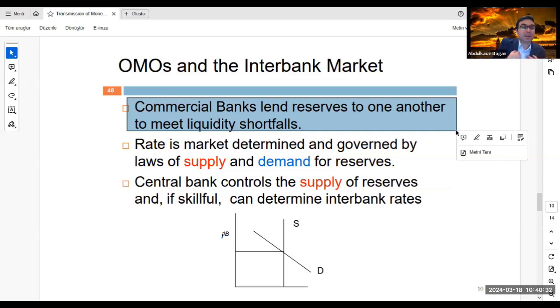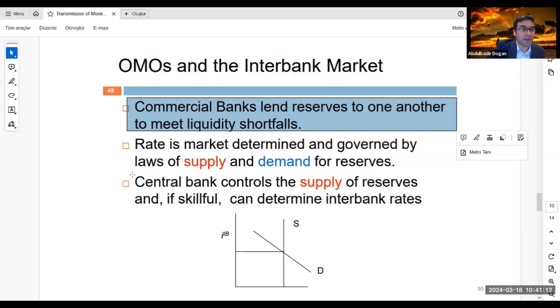But if central bank says that I'm not giving any money today, but bank A needs money, right? So they are going to bank B, interbank, not the central bank. They are going to bank B and bank C to borrow the money. And liquidity can be exchanged between the interbank participants, between the market now. And the rate is market determined and governed by the law of supply and demand for reserves. So if the central bank does not give the money, then the liquidity in the market can be exchanged between the interbank participants.